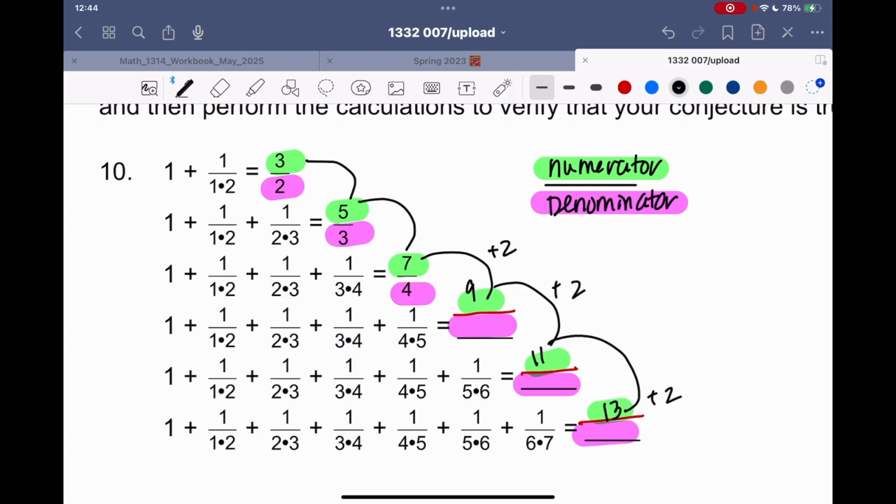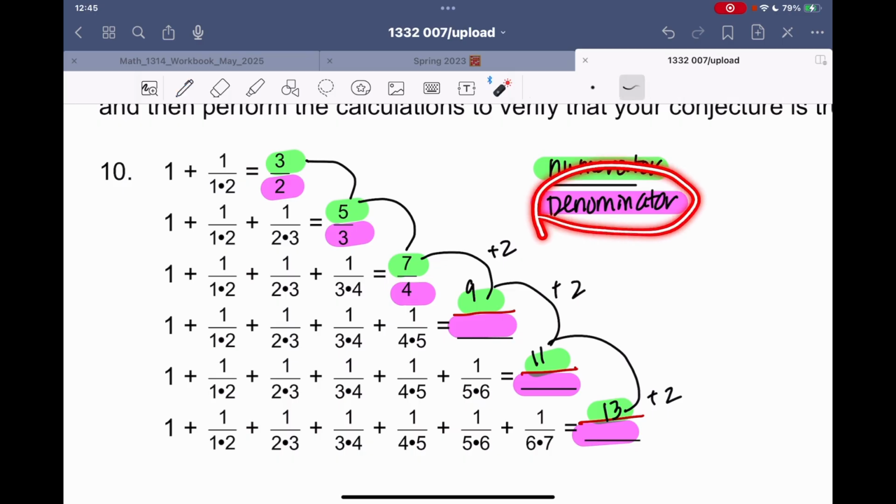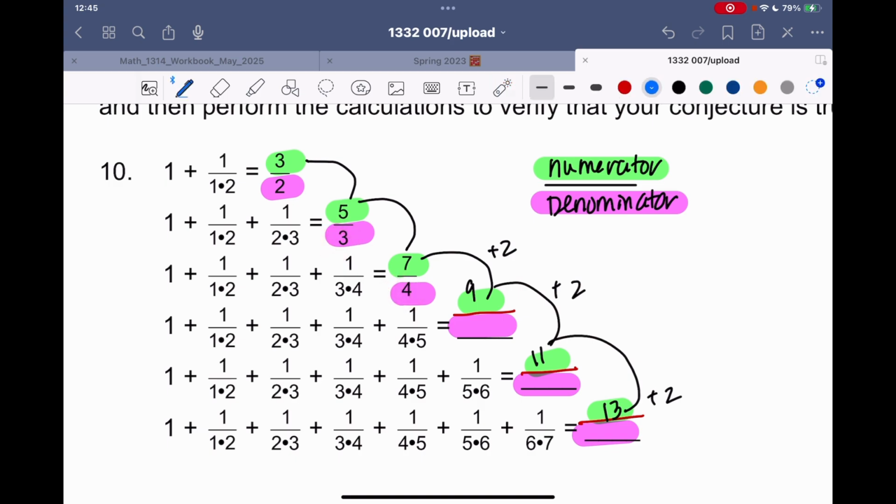Now let's figure out the denominator. The denominator here, our pattern is 2, 3, 4. So it's adding by 1. So let's determine the next 3 denominators. So I have 4 plus 1 is going to give me 5. I have 5 plus 1 is going to give me 6. And I have 6 plus 1 is going to give me 7.